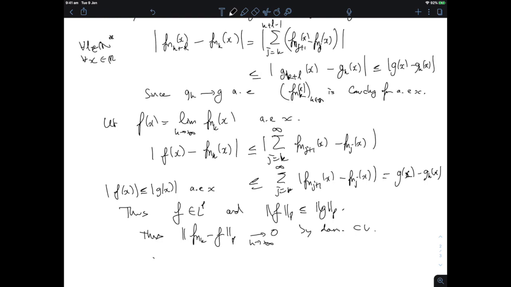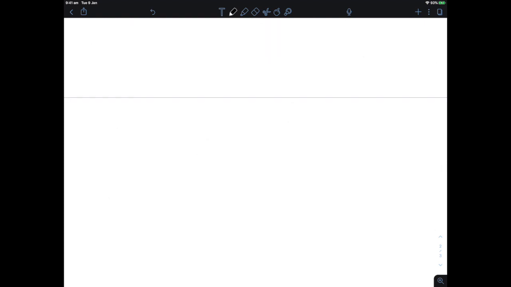And so since f_n was Cauchy, any f_n will be close to an f_{n_k} for k large enough. And we get that the L^p norm of f_n minus f has to go to 0, right? If you have a Cauchy sequence and that has a converging subsequence, it has to converge itself. And that concludes the proof in the case where p is not infinity. So we've proven that L^p is a Banach space when p is finite.